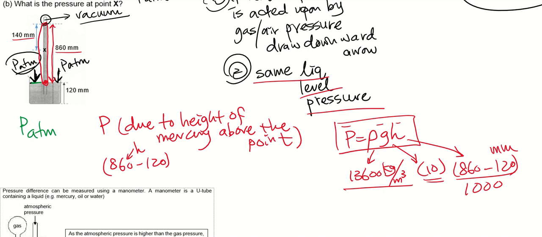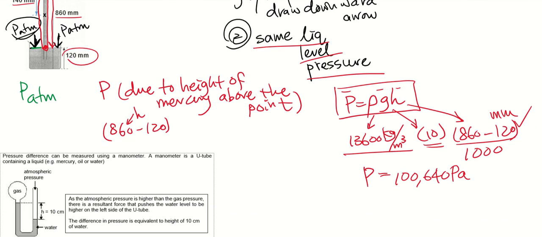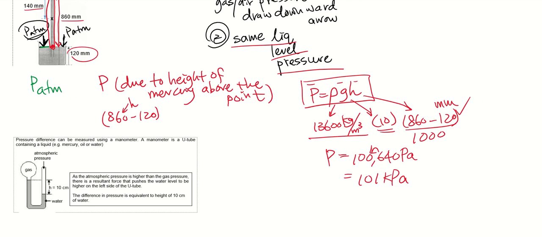And based on our same liquid, same level, same pressure, and by subtracting this height of 120, I can find the height of liquid above the point, the red color dot. So I can actually calculate P equals a certain value. Let me do my calculation. Okay, so I have the value of 100,640 Pascal. Now, can this be left as 101, 3 SF, kilopascal? Also can, right? So this is the answer for A.